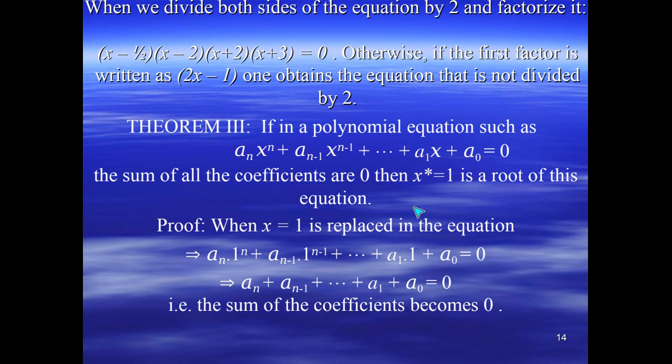So if x star equals 1 is a root, then you see that the sum of the coefficients becomes 0. So when we have a polynomial equation in hand, the first thing to do is to sum up these coefficients. If the sum of all the coefficients of the polynomial is 0, then x star equals 1 is a root, and we can factorize x minus 1, and then try to diminish the degree of the polynomial.